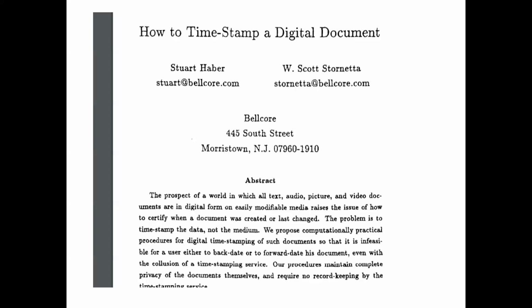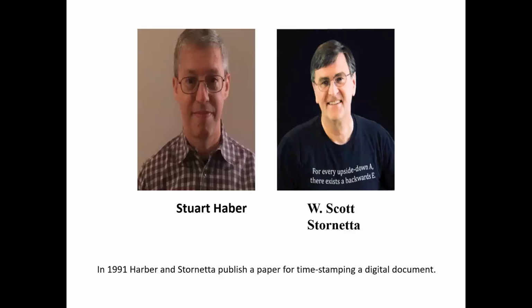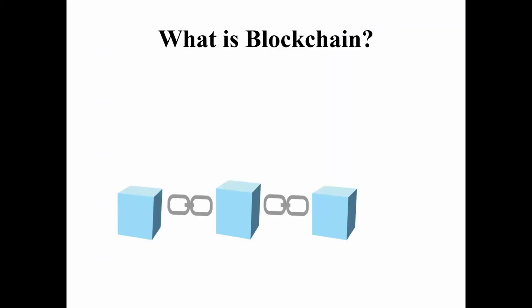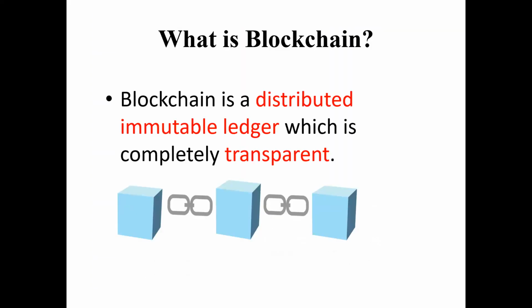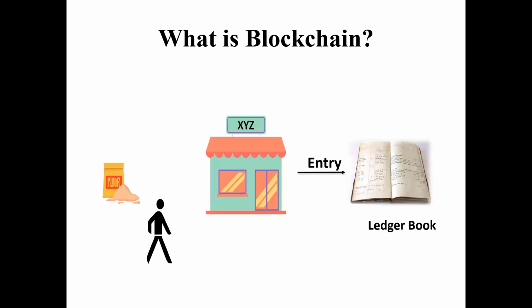So let's move to the technical definition of blockchain, like what blockchain actually is. If you see the technical definition, blockchain is a distributed immutable ledger which is completely transparent. What does that mean? Let's understand with a simple example, covering all these terms: what is a ledger, what is immutable, and how it is transparent. Let's say there is a person named ABC who wants to purchase a grocery item from the store XYZ.